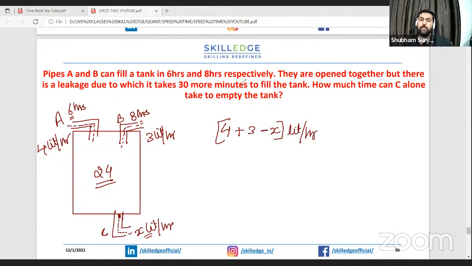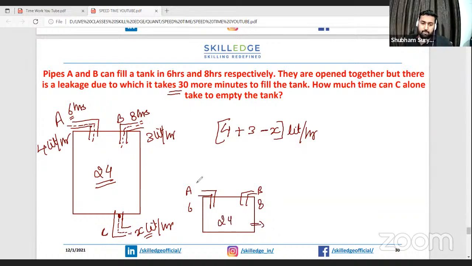Okay. Now it says if they are opened together after the leakage, it takes 30 more minutes to fill the tank. So first we need to figure out कि without leakage how much time it was taking to fill the tank. ठीक है. तो without leakage के केस में क्या था guys? Without leakage जब था आपका, so this was the tank. It was being filled by A in 6 hours and was being filled by B individually in 8 hours. So if there is no leakage, 6 and 8, we can take the number as 24.